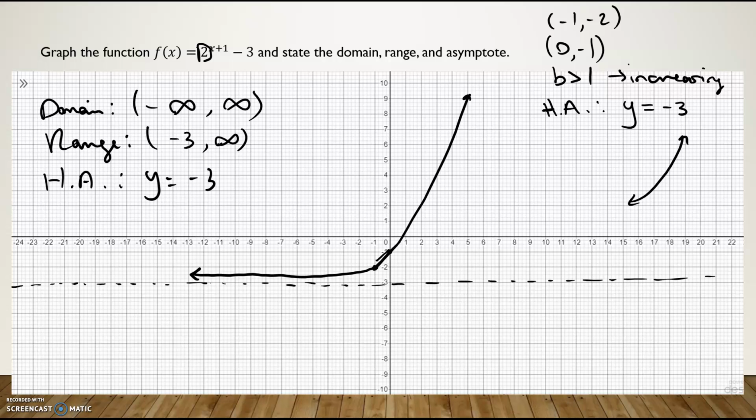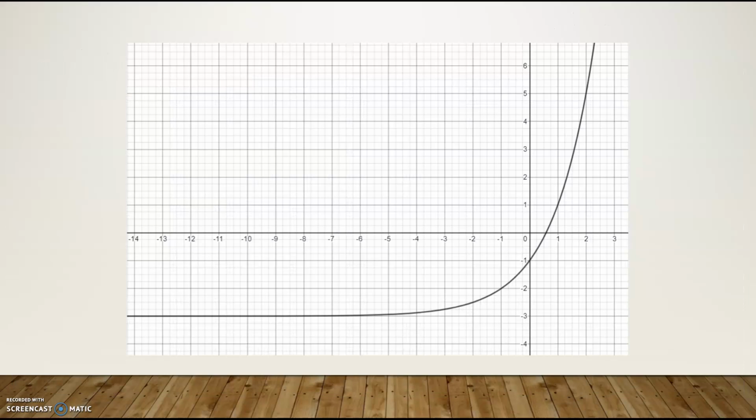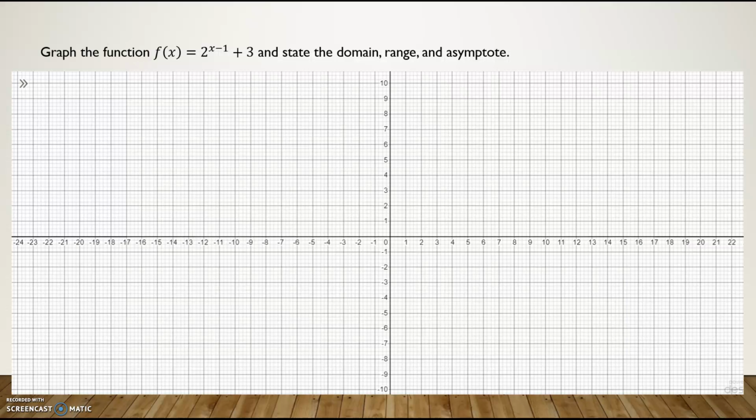Now, if you graph this right here, this is essentially what it's supposed to look like. And notice here's our 0, -1, and then here's our -1, -2. And notice it's getting closer and closer to -3. It looks like it actually gets to -3, but when you zoom in on this, it's not actually touching it. It's a very small distance between the two. And then it's also an increasing function. Okay, now let's look at this one.